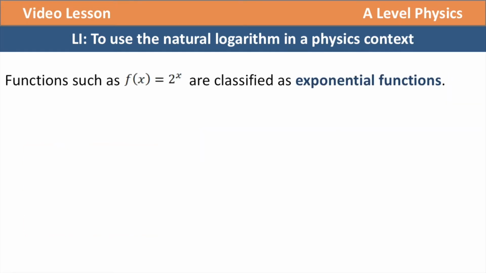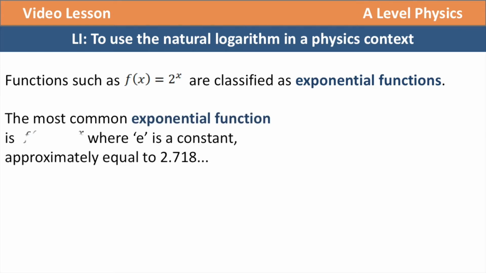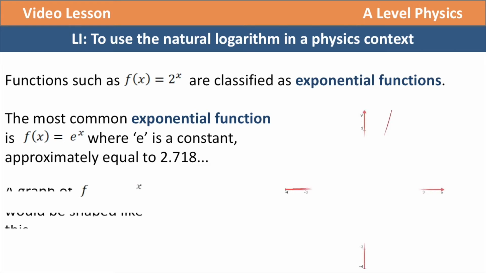So any function such as f of x equals 2 to the power of x is classified as an exponential function. The most common exponential function is f of x equals e to the power of x, where e is a constant approximately equal to 2.718. Now you don't need to remember the value of e because that button on your calculator will actually give you the exact value. So when inputting this, use the actual value of e on the calculator.